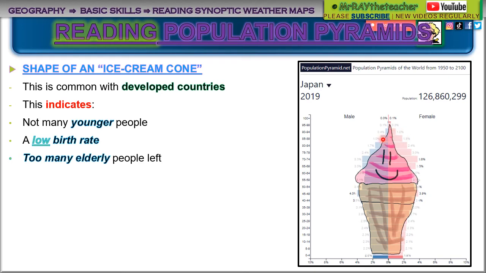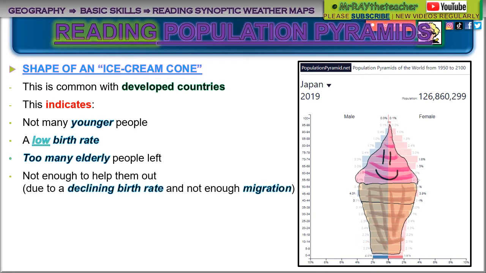Now, I do see how here it does taper off, but we're looking at, say, people in their 70s here. Look at the elderly people relative to the not so elderly people. Basically, there's not enough to help them out due to a declining birth rate, and not enough migration. Who's going to top up the population, so to speak?